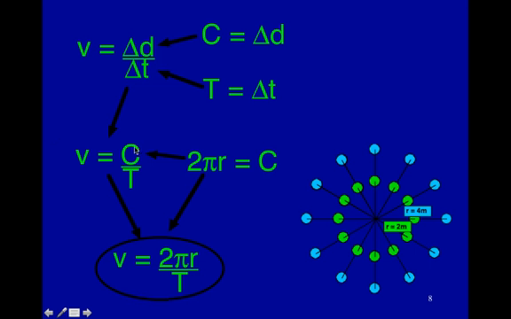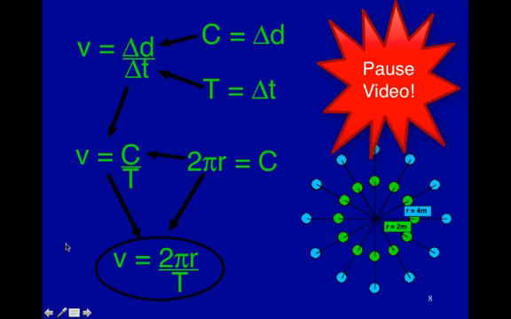Now typically we don't use this equation. We plug in for the circumference right away, and so plugging in the circumference 2 pi r, we get our speed equation. The speed of an object in circular motion is equal to 2 times pi times the radius divided by the period. This is great stuff to take down in your notes.